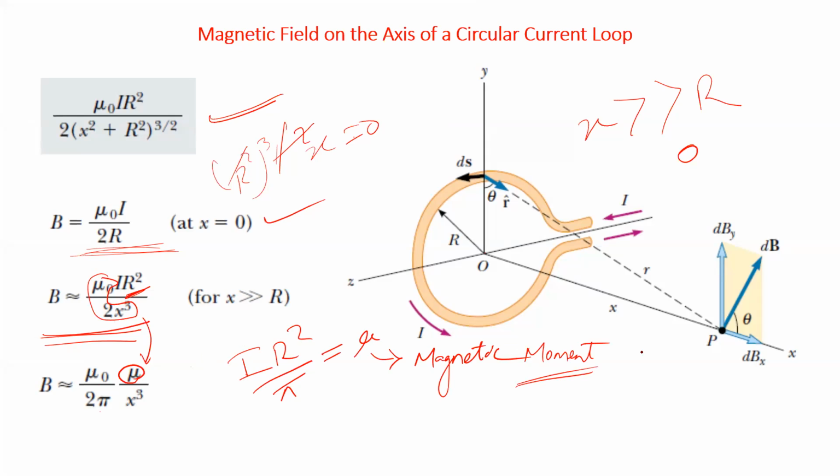Always try to correlate with that previous chapter. There we considered charge q, here we talk about current, because moving charge has come in. So this is called magnetic moment.